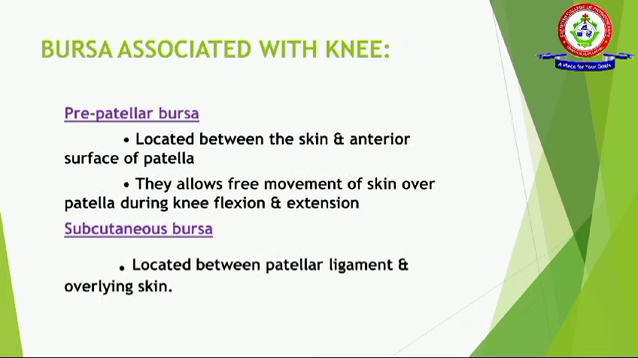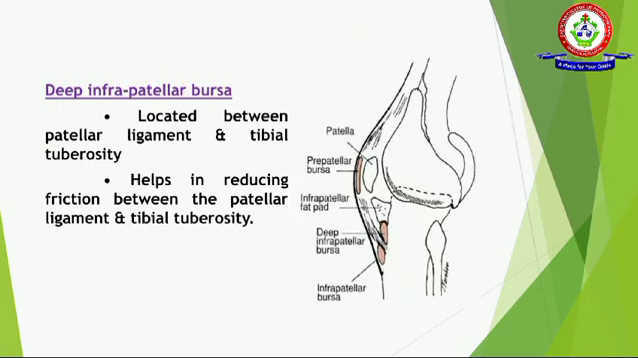Bursae associated with the knee. First, the prepatellar bursa, located between the skin and the anterior surface of the patella. It allows free movement of skin over the patella during knee flexion and extension. Subcutaneous infrapatellar bursa, which is located between the patellar ligament and overlying skin. Next, the deep infrapatellar bursa, located between the patellar ligament and tibial tuberosity. It helps in reducing friction between the patellar ligament and tibial tuberosity.